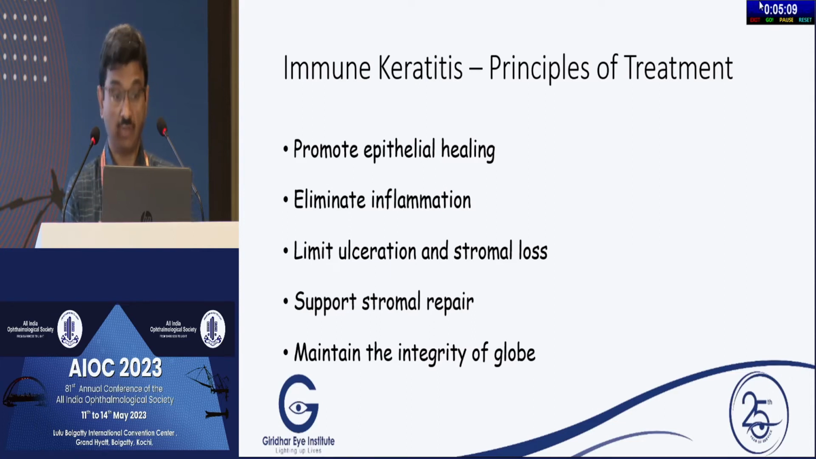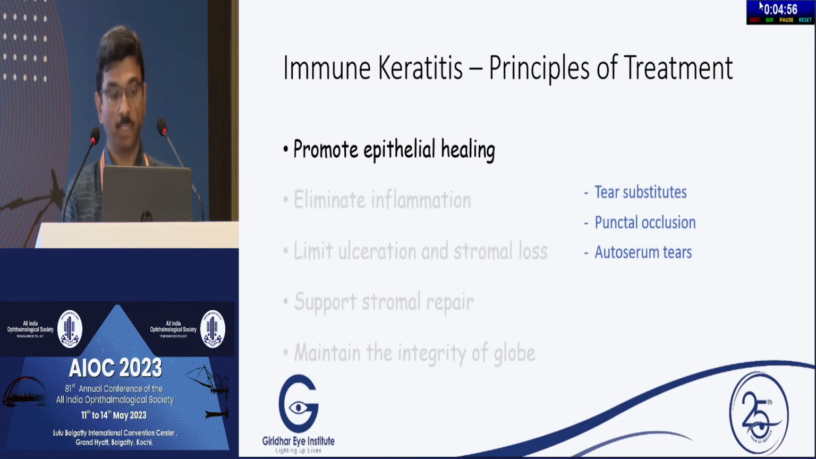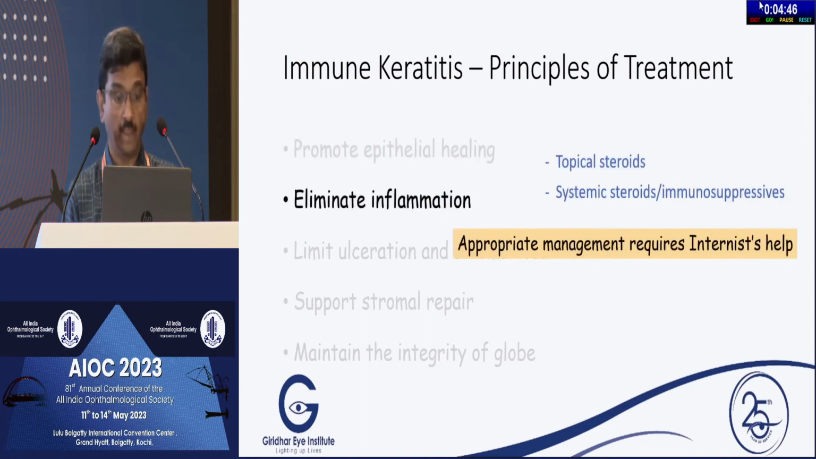So the principles of treatment in immune keratitis are basically aimed at promoting the epithelial healing, controlling and eliminating the inflammation, limiting the ulceration and the stromal loss. In cases where there is stromal loss, support the stromal repair and maintain the integrity of the globe. To promote healing, tear substitutes, punctal occlusion, and autoserum tears, as has been mentioned for the chemical injuries, all these things help. For inflammation, topical steroids are the mainstay. Then if you're thinking in terms of autoimmune diseases, we have to think about systemic steroids or immunosuppressives, where we need the help of an internist or a rheumatologist.